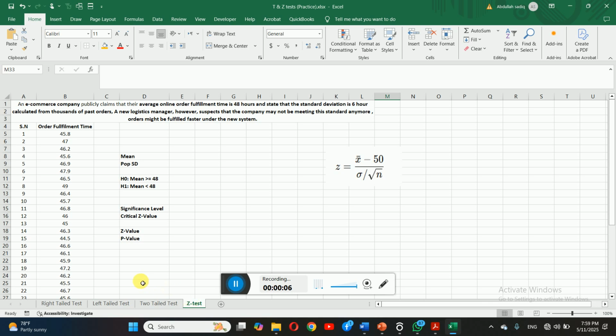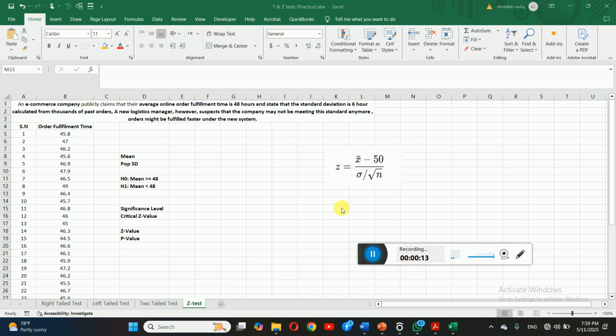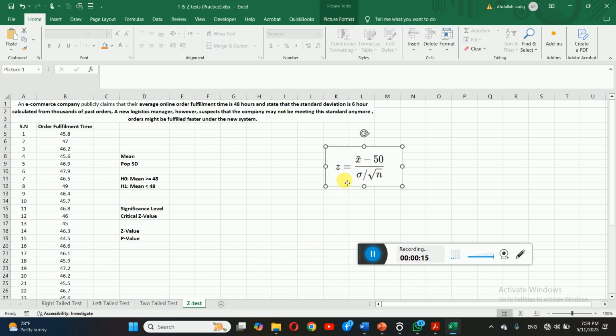Dear students, in this session I'm working on the z-test. In our previous sessions in hypothesis testing, we have worked on the right tail test, left tail test, and two tail test. Now you are learning how to use the z-statistic in hypothesis testing, dear students.